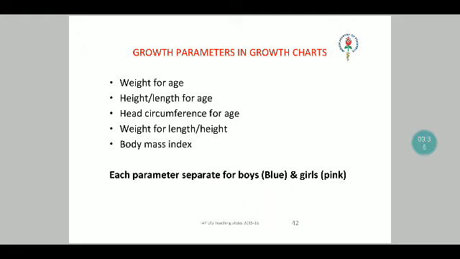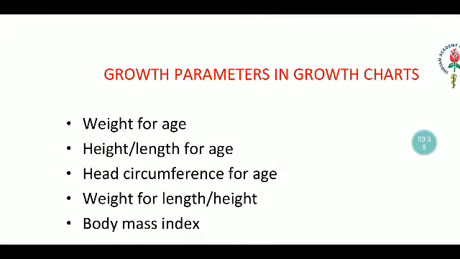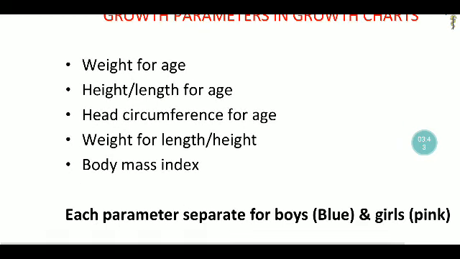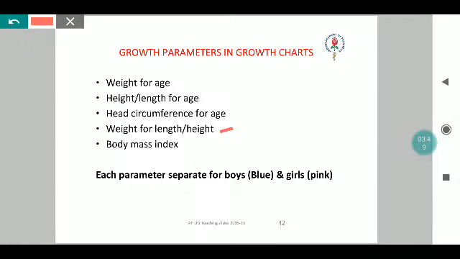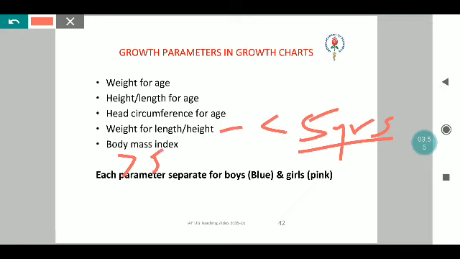The growth parameters in the growth charts, what we do consider are of course weight for age, which is weight as opposed to the age constant, height or length for age, head circumference for age, weight for length or weight for height, which is considered up to less than 5 years of age. I'll just mark that so that there is clarity. Less than 5 years of age, there we consider weight for length or weight for height, and BMI for age in more than 5 years of age.